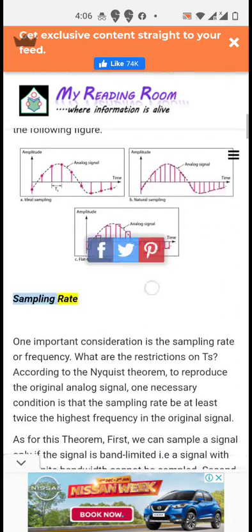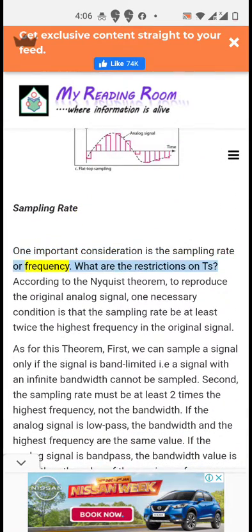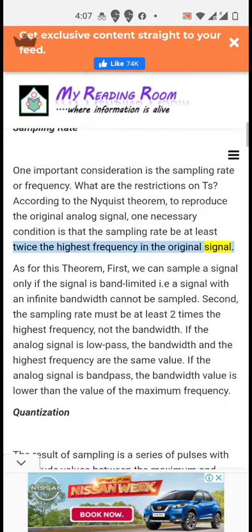Sampling rate. One important consideration is the sampling rate or frequency. What are the restrictions on Ts? According to the Nyquist theorem, to reproduce the original analog signal, one necessary condition is that the sampling rate be at least twice the highest frequency in the original signal.